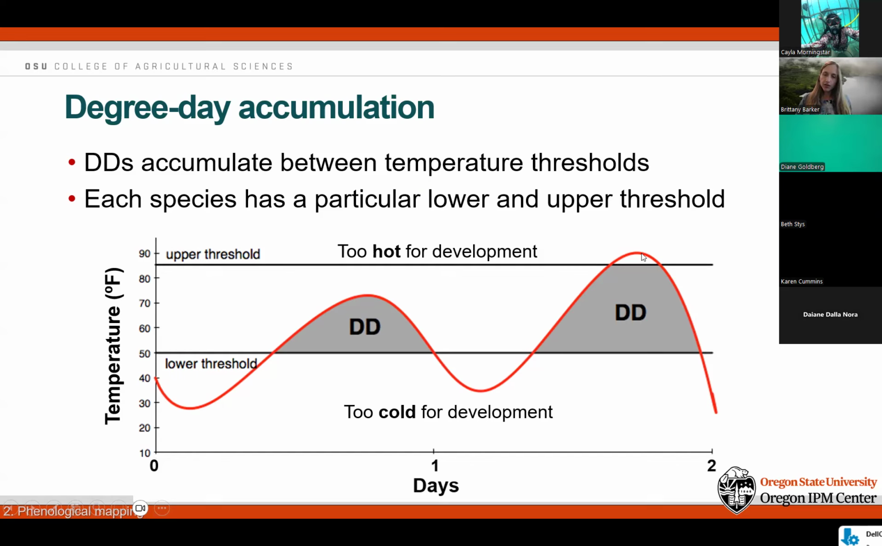However, the temperatures in the afternoon most likely exceeded the upper threshold. So you see there's this little peak here where no degree days have accumulated, and then the temperatures go back down again. Anyway, the main point here is that you can have more than one degree day, right? You can have many degree days accumulate within a 24-hour period.